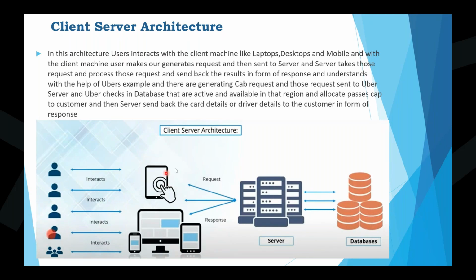Correct. And if you look at this one, they're generating the cab request, and those requests are sent to the Uber server. And Uber checks in the database which cabs are active and available in that region, and allocates a cab to the customer. And then the server sends back the car details or the driver details to the customer in the form of response. Correct. This is what everyone knows about booking a cab.